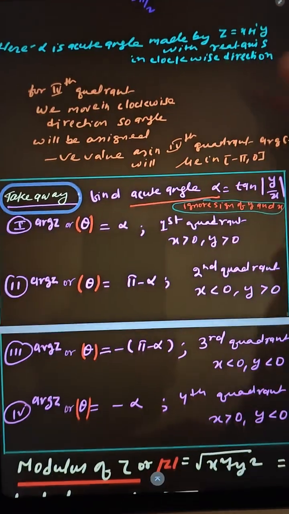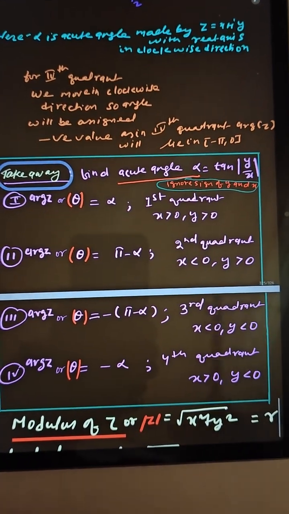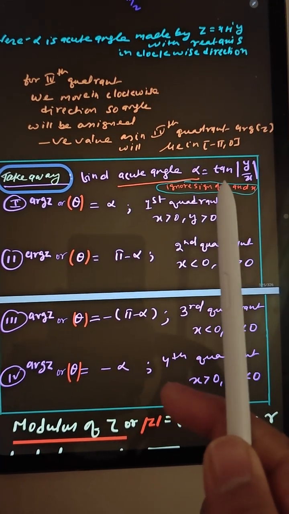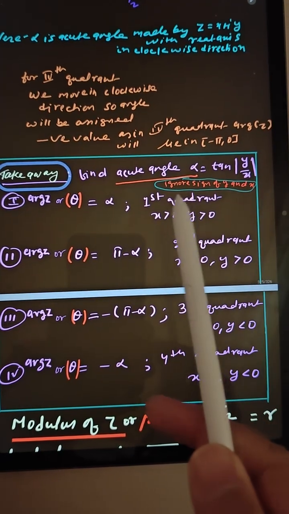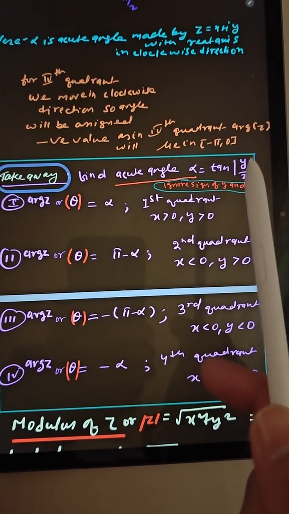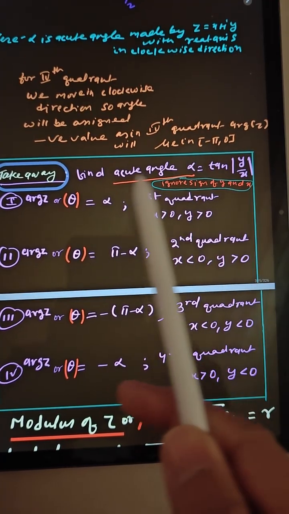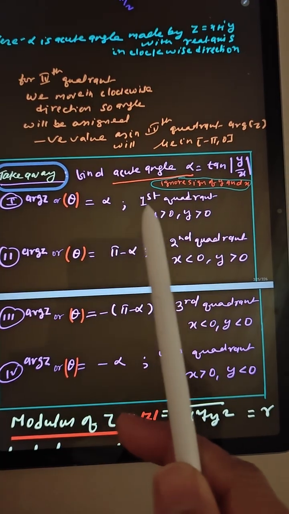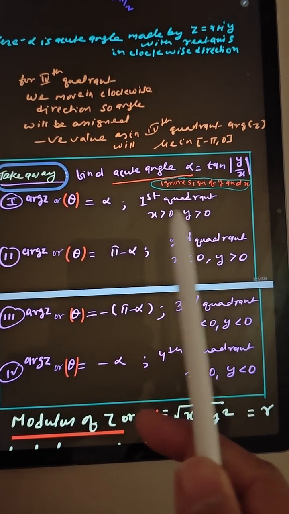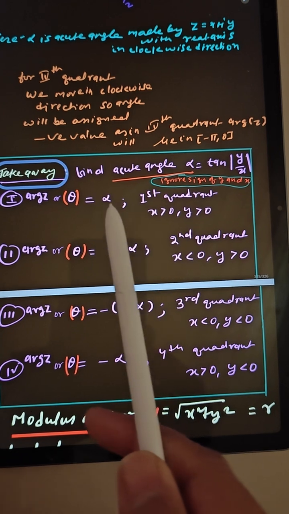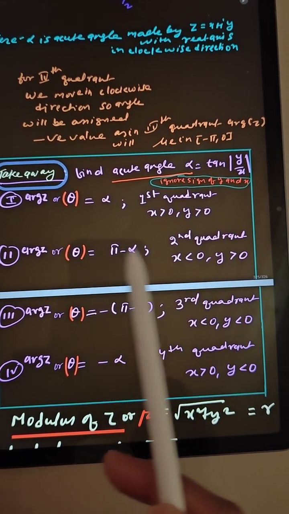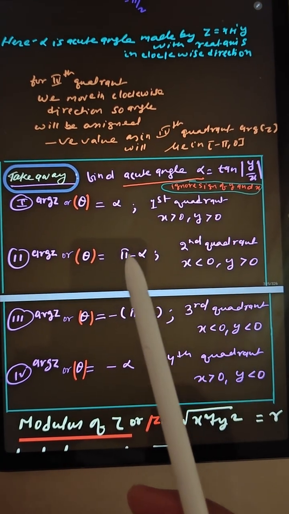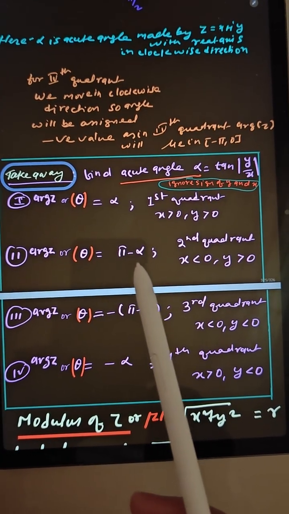So finally you have the takeaway. How do you remember all this? The takeaway is this: find the acute angle alpha with the formula tan alpha equals mod of y upon x, which means we ignore the sign of x and y. We take the positive value, so we get an acute angle alpha. And then we find the argument of z. How? In the first quadrant x and y are both greater than 0, positive, so directly alpha. In the second quadrant x will be negative and y will be positive, so in that case you have to take pi minus alpha. You have to remember this.